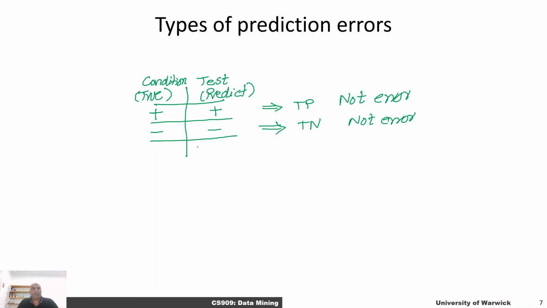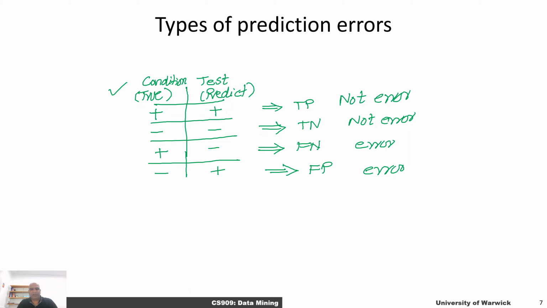The next thing is what happens if they have the condition but your test or your classifier says that they don't have that condition. So this is going to be a false negative. And this is an error, right? Because the prediction output does not match the true condition. And similarly, if you have a person who doesn't have the condition, but your test says that they do have the condition, this is a false positive, which is another type of error.